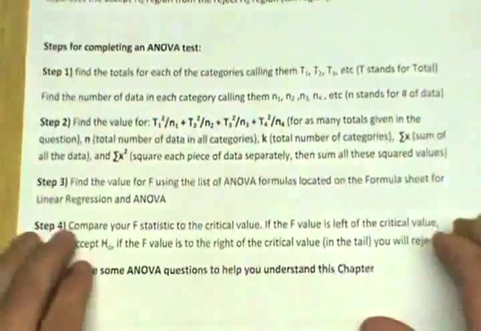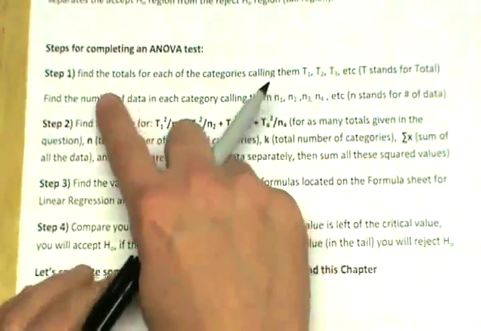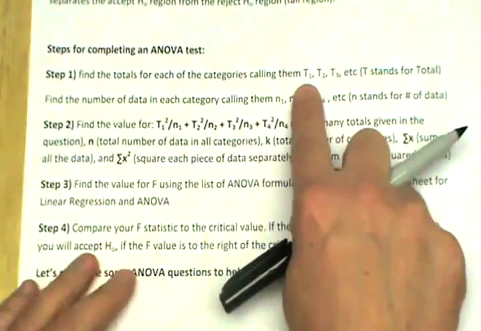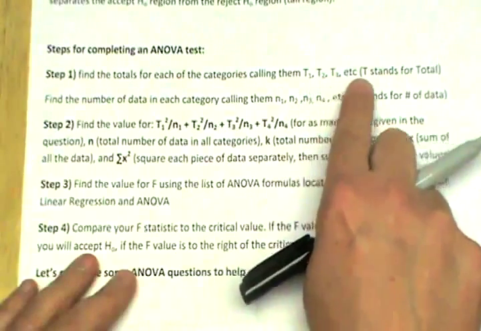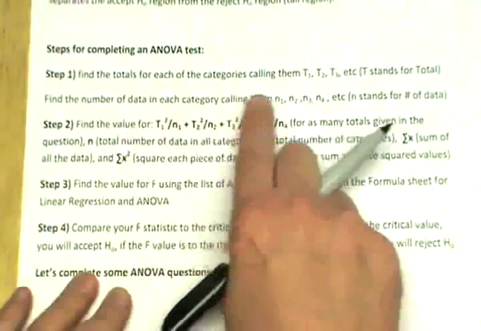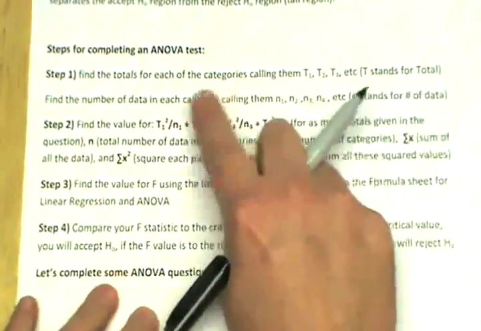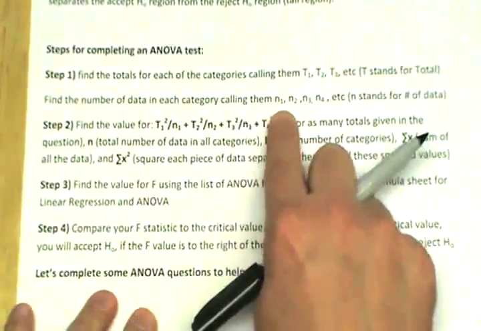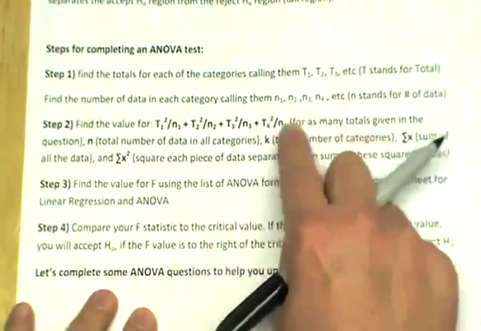The steps are like this, and we're going to do these steps on a couple of questions that follow. You want to find the totals for each of the categories. We're going to call them capital T for totals. You're going to find the totals of the first column, second column, third column, and if there's a fourth column, etc. Those are called T sub 1 for the first column, T sub 2 for the second column. And we're going to find the number of data in each category, which would be N for number. So we want to know the number in the first column and second column, etc.